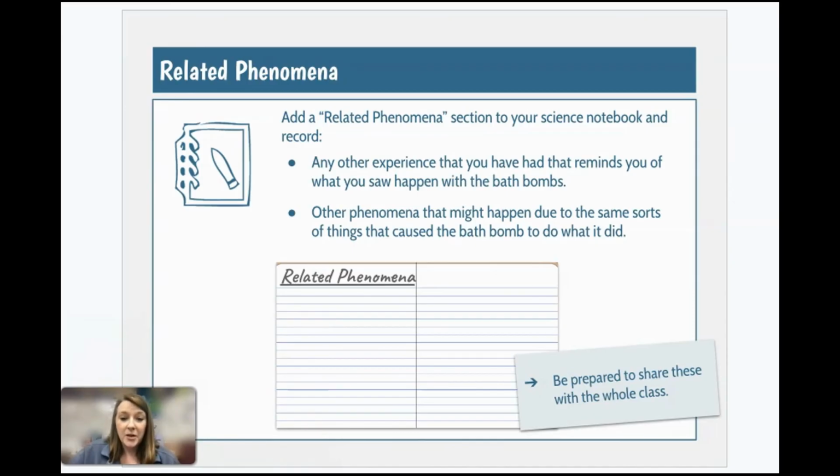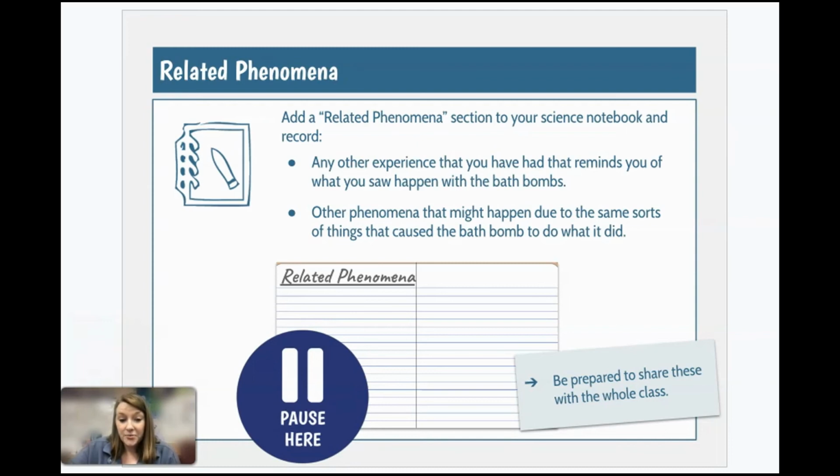Be thinking about phenomena that might happen due to the same sort of things that caused the bath bomb to do what it did in the water. Go ahead and pause here as long as you need. Click play when you're ready, and I'll show you the list of related phenomena that my students came up with.